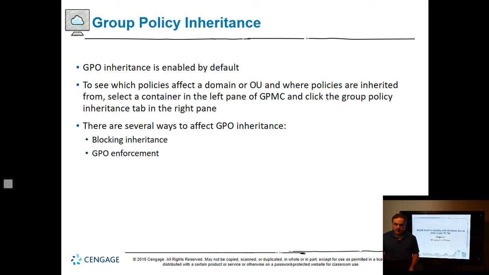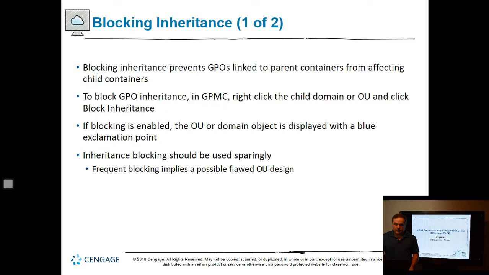So there's several ways to affect the GPO inheritance. You can either block the inheritance or you can enforce it. Blocking the inheritance says only apply GPOs that are in my OU. Ignore anything else above it. Whereas GPO Enforcement says, hey, even if somebody tried to block this, it's going to be enforced anyway. So you've got a couple different things you can do there.